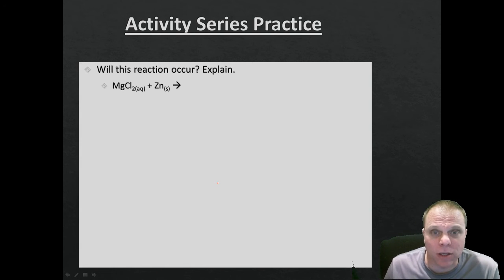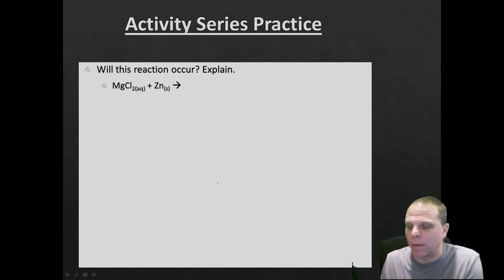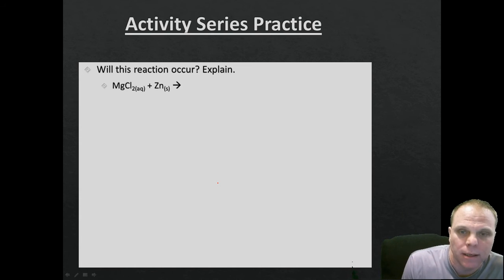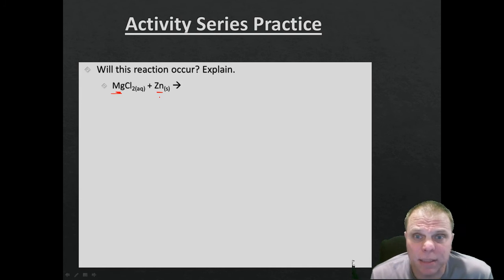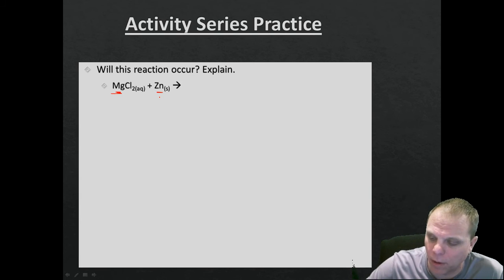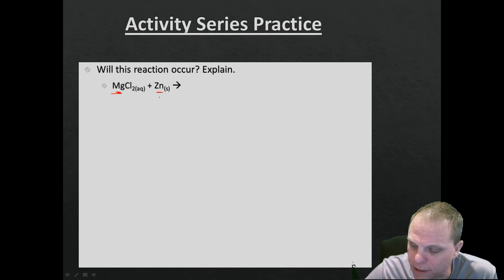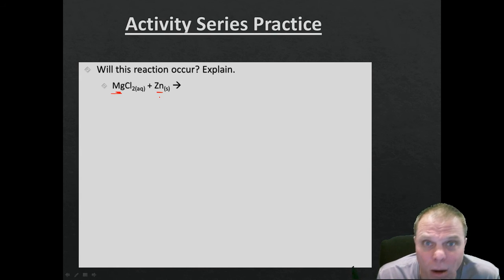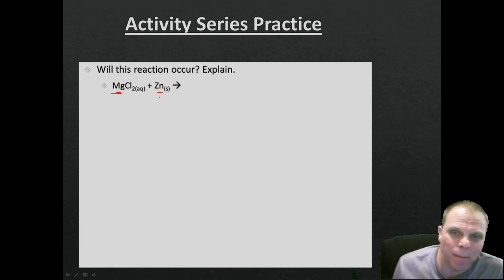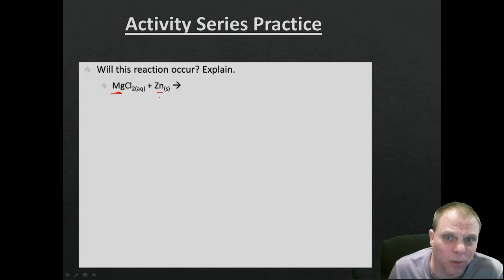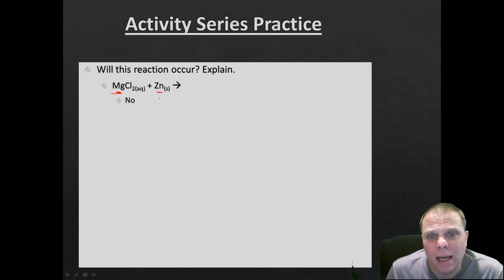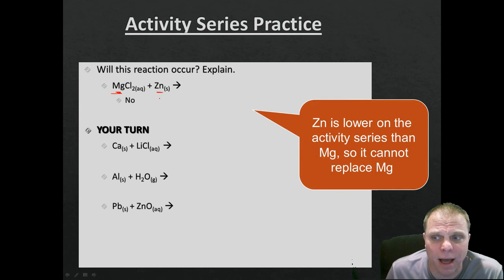All right, and so now we got to look up those two elements. So we want to find on that activity series magnesium and zinc. Now, if zinc is above magnesium, this reaction is going to take place. But if zinc is below magnesium, it won't. So we look and we find magnesium and we see that zinc is below. If zinc is below, this reaction doesn't take place. Magnesium is more attracted to chlorine than zinc would be. And so we have to say that this is not going to happen.